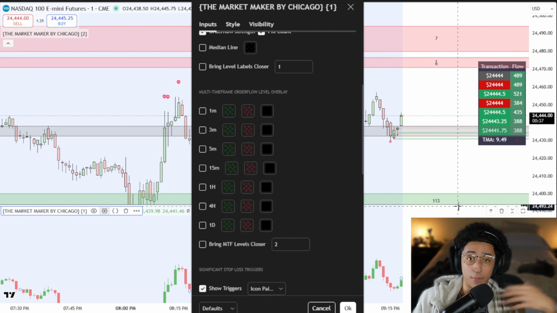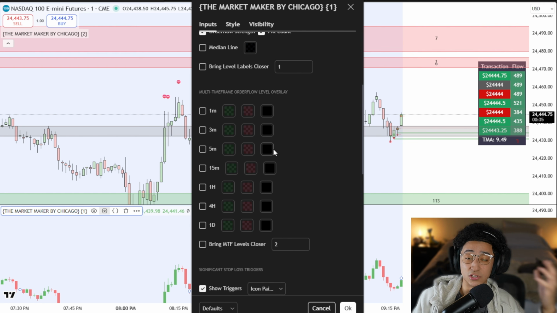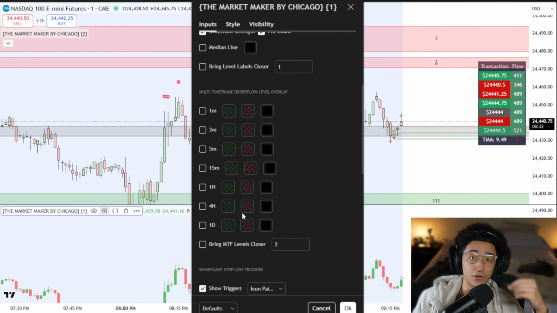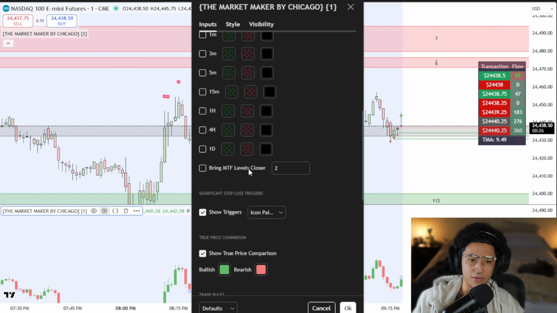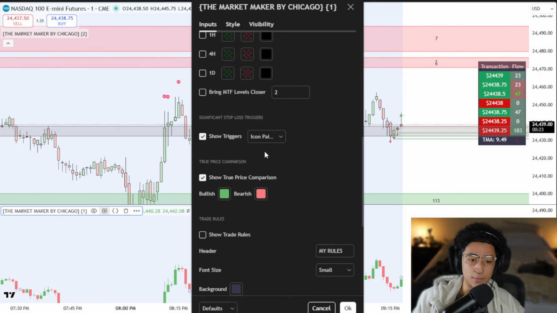And I'll show you guys on my personal setup because I have these turned on. It's going to show you all this information. It's super helpful for added confluence and agreement between different time frames all in one, okay? So you have that, bringing multi-time frame levels closer. These, once again, are for the same purpose. Like we talked about, bringing things closer if you're zoomed in.